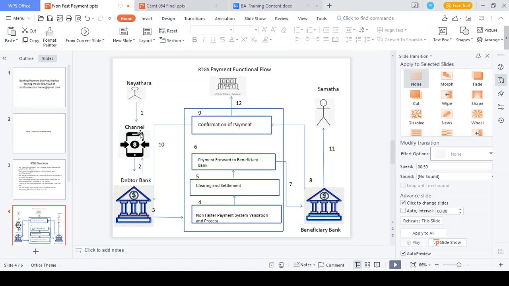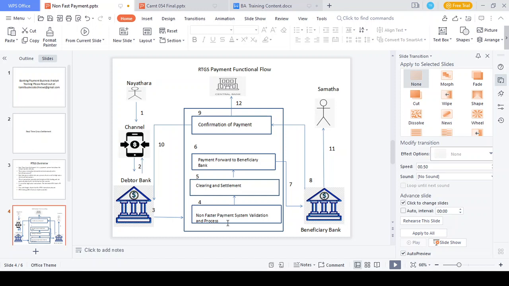It comes to the debtor bank. What does the debtor bank do? It routes the transaction to its non-fast payment validation system. In this system, what happens? They check the KYC, whether Naindara is a customer of the debtor bank or not, account number validation, whether she has sufficient funds or not, risk level validation, and what kind of product she is using. All the validations happen, and once all the validations succeed, they do the posting.